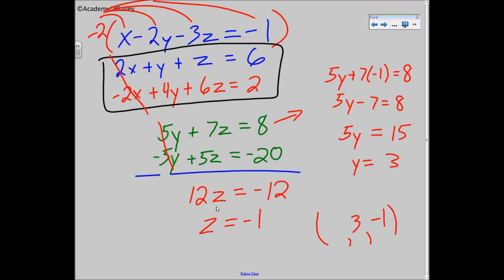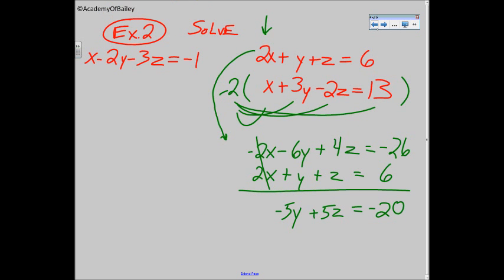Okay, so if y is 3 and z is negative 1, we come back to one of those equations that we had at the very beginning before we canceled x out. It doesn't matter which equation you use. I'll go ahead and use the one over here by itself. So y was 3, so we're going to plug a 3 in there for y. z was negative 1. And so that's what we're looking at.